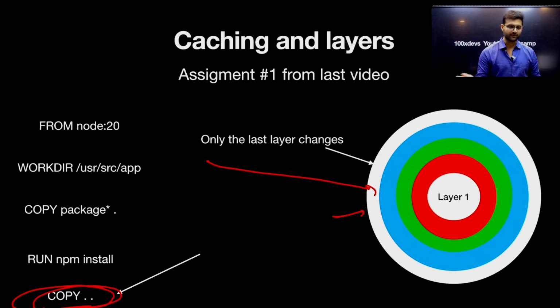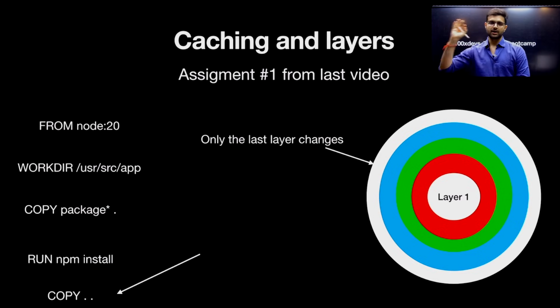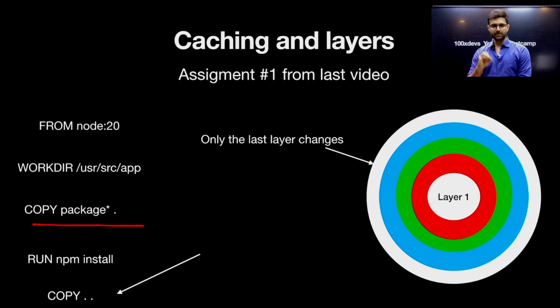That's sort of the benefit of creating a Docker file like this rather than creating a Docker file the way we did in the last video, where we were first copying over everything, then running npm install. Now we're just copying over package.json, then running npm install, then copying over the rest of the files. Cool. That is the solution to assignment number 1.